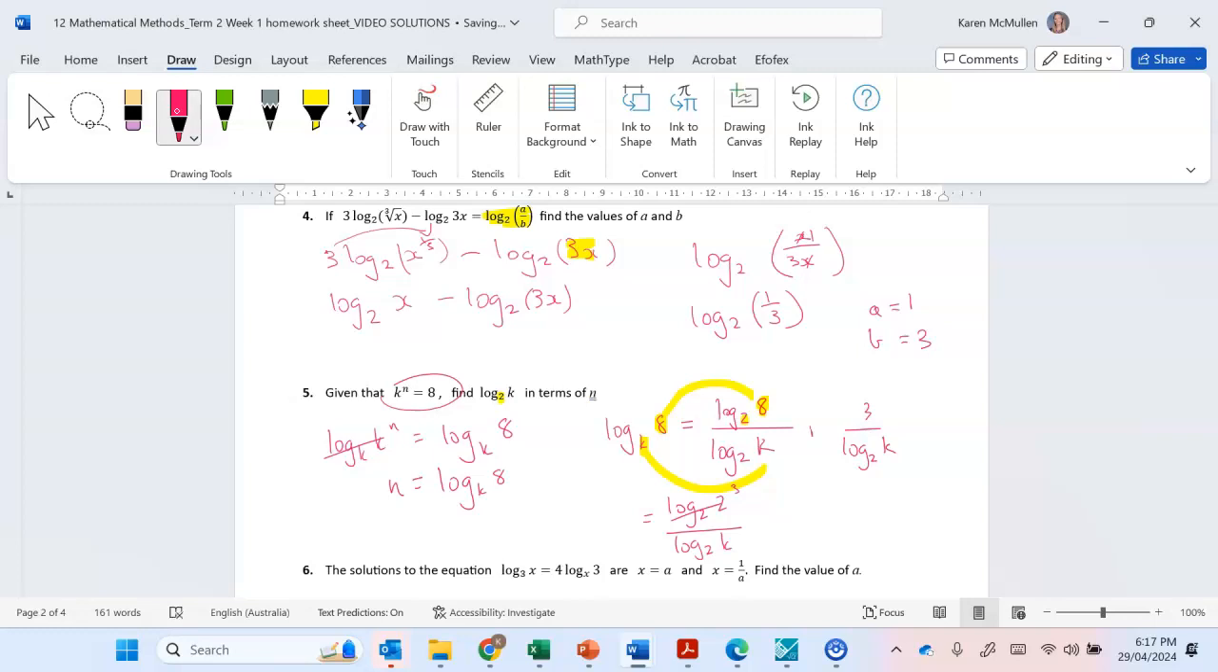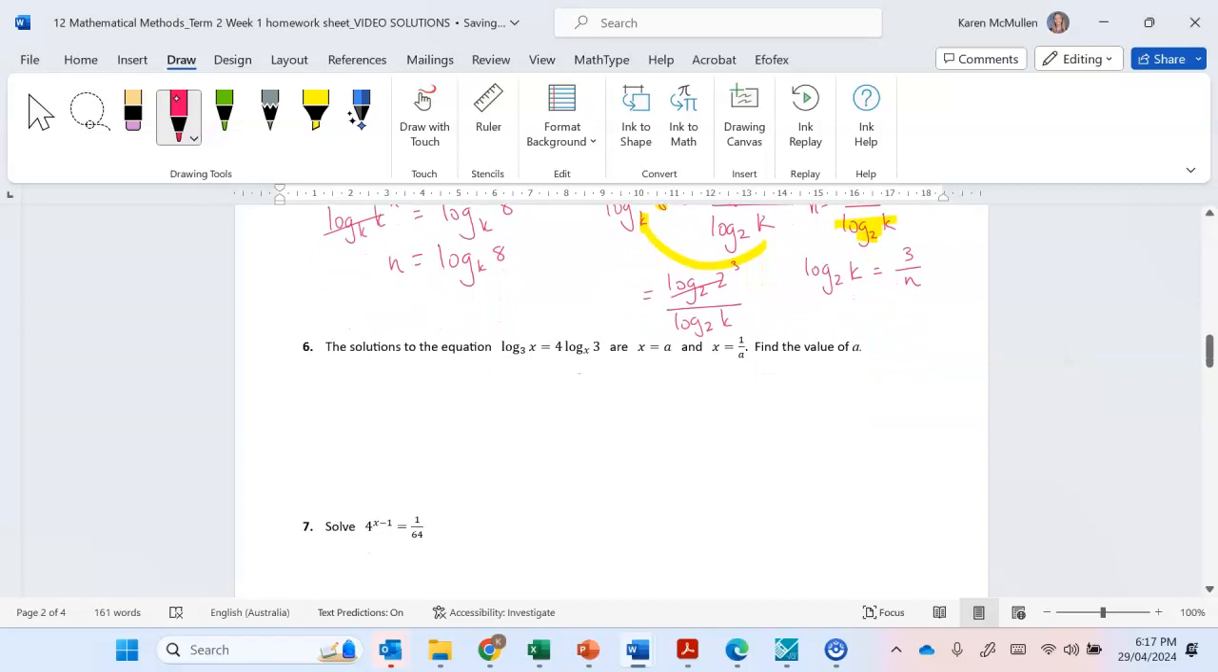And that is what n is equal to. Now we have to find log base 2 of k in terms of n. So basically I just need to rearrange that. So log base 2 of k is equal to 3 over n.